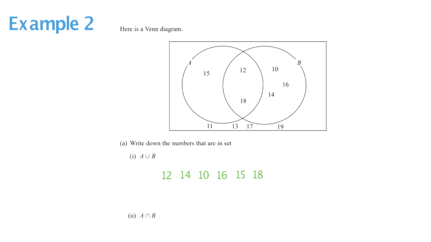And that's it. Then the second part just says A and B. So that's solely the bit in the middle. So that's just the 12 and 18. And that's pretty much it on Venn diagrams.